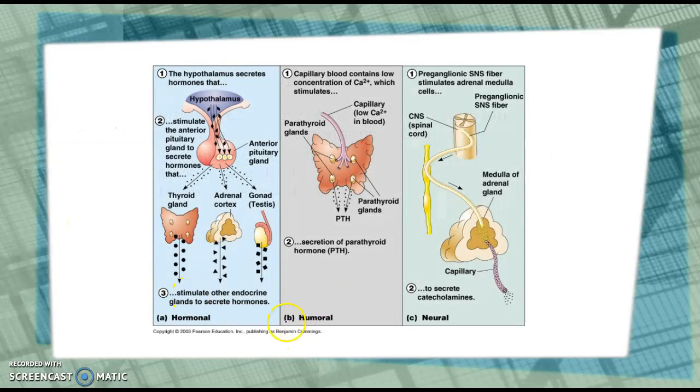Okay, so now we're looking at letter B here. This is when we can actually look and we have low calcium in the blood here. Here's your parathyroid glands. They can sense that you have very low calcium in your blood. So what they do is they release the parathyroid hormone to bring it back up. So low ion calcium caused the secretion of this hormone.